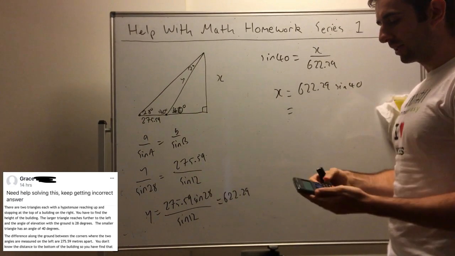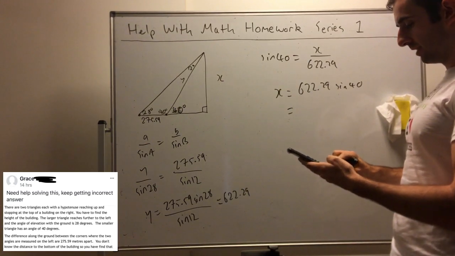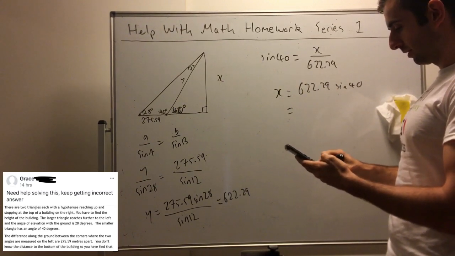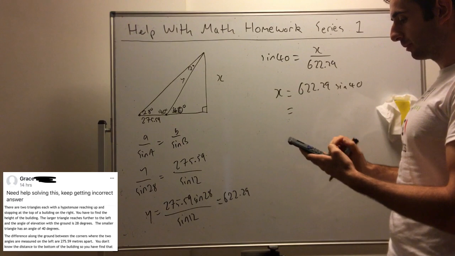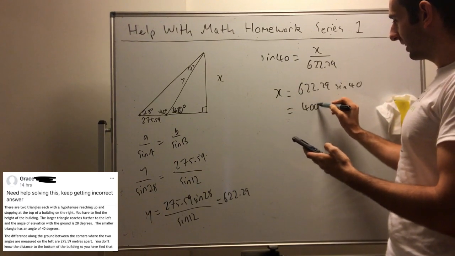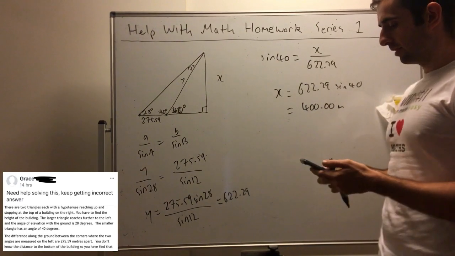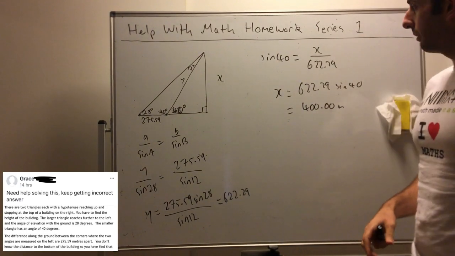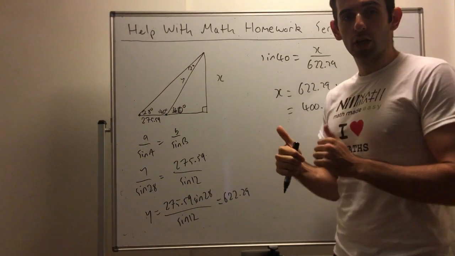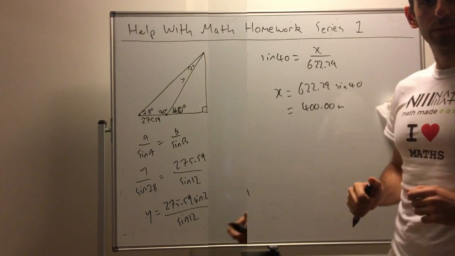Again, get your trusty pocket calculator out and we'll put it in 2 decimal places. Well, what do you know? Exactly 400.00 meters. That seems nice. Alright, Grace, hopefully this helps, and let's go to the next question.